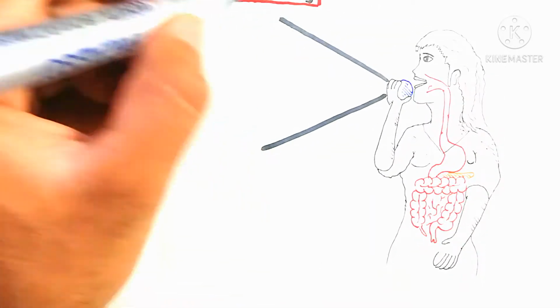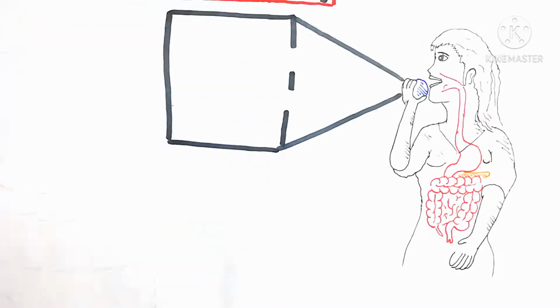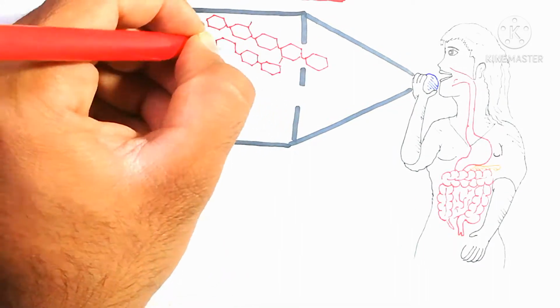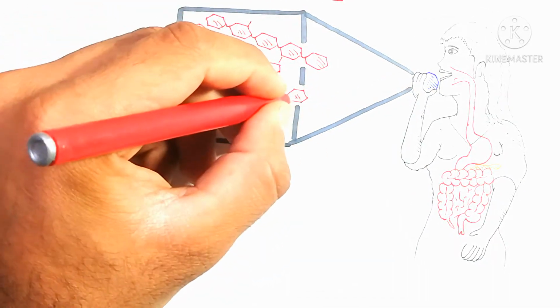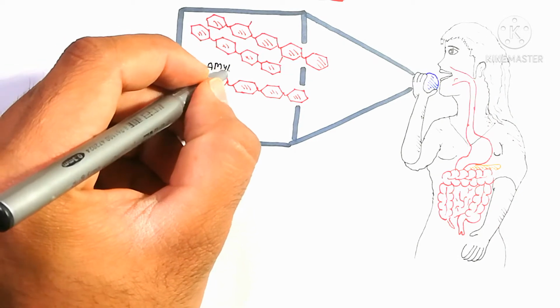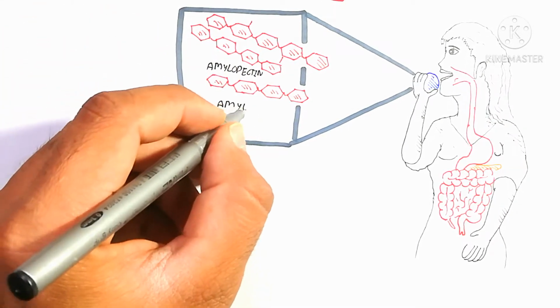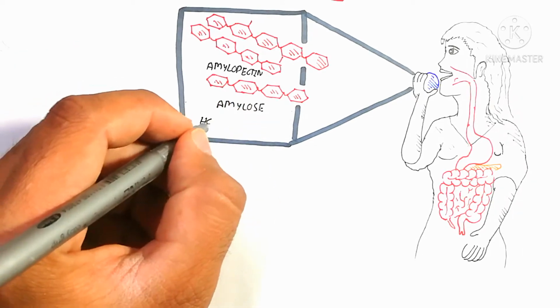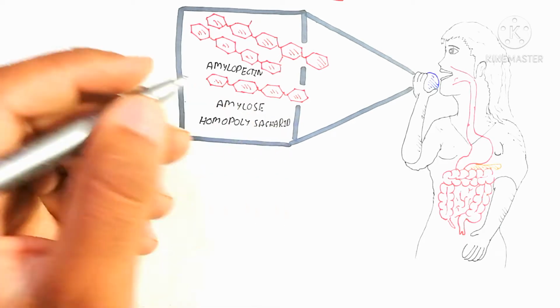So here is a person containing carbohydrate and some food. The carbohydrate is made up of amylopectin and amylose. On the other hand, there are homopolysaccharides or heteropolysaccharides. Homo means the same glucose molecule combination. On the other hand, hetero means a different combination of glucose molecules.